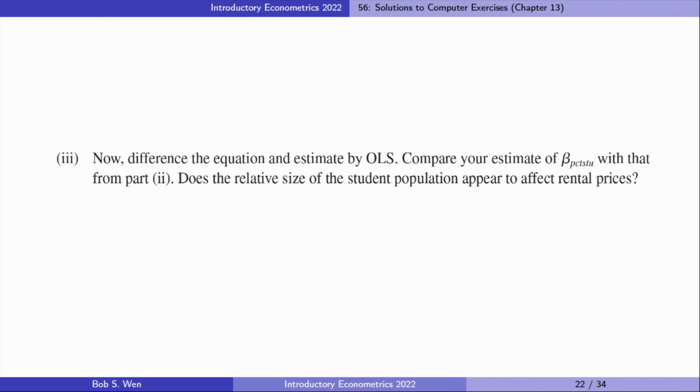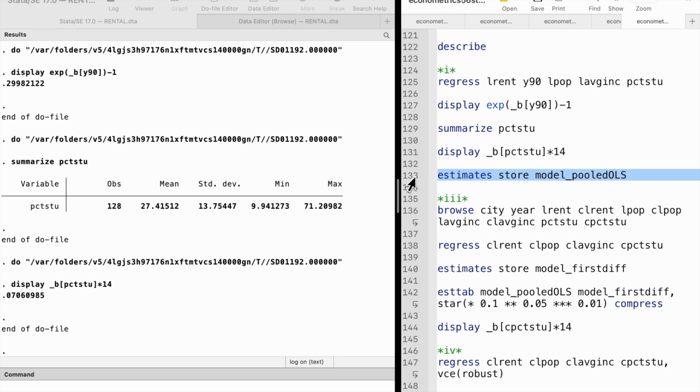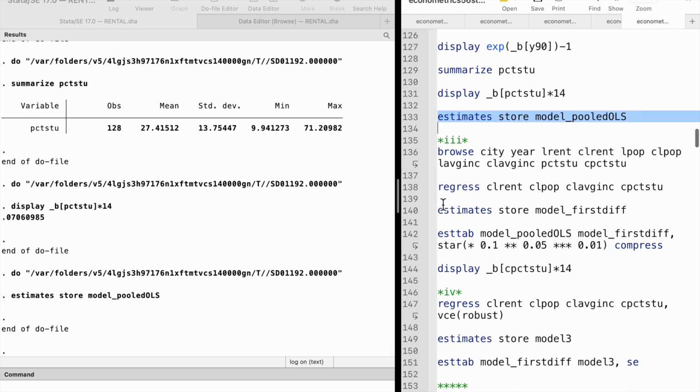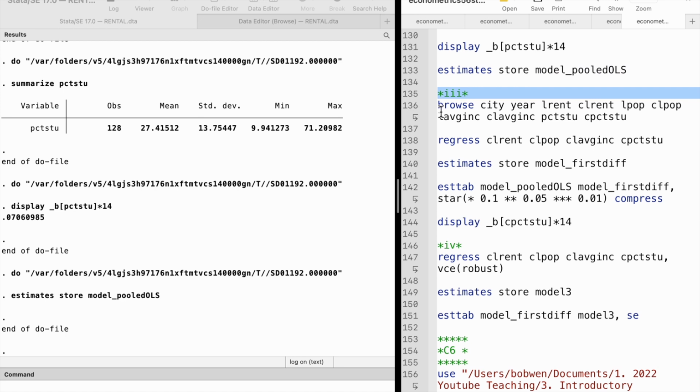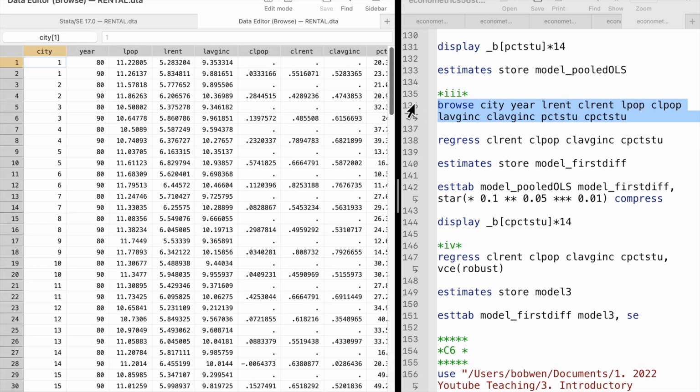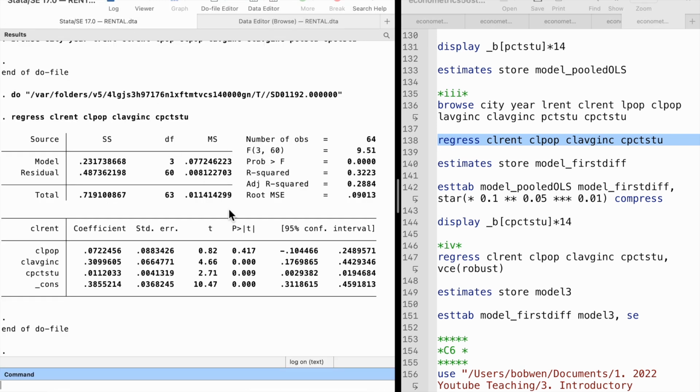We applied the first differencing method to the panel data in part 3. We find that the first differenced variables are already in the dataset. We can check the variables using the browse command. Now we use the first differenced variables to run the OLS. The results are listed in the table, along with the pooled OLS estimates.